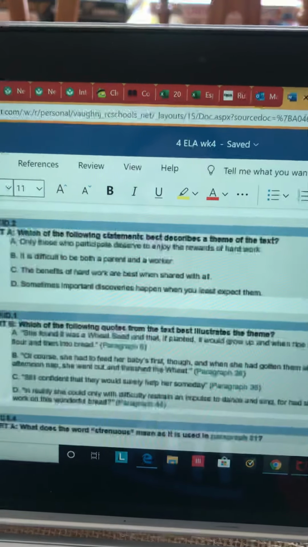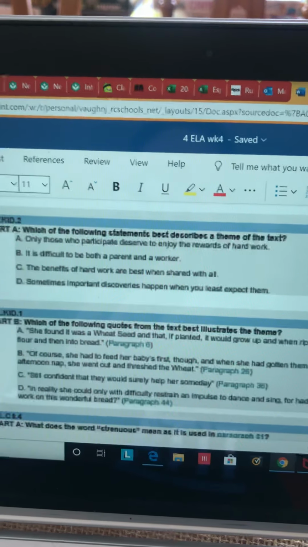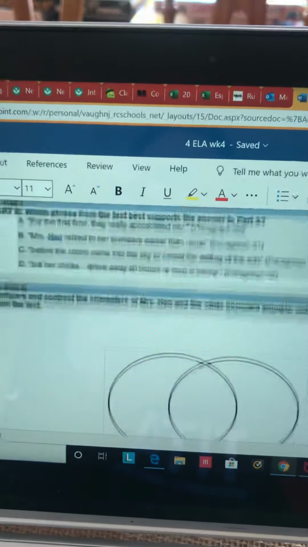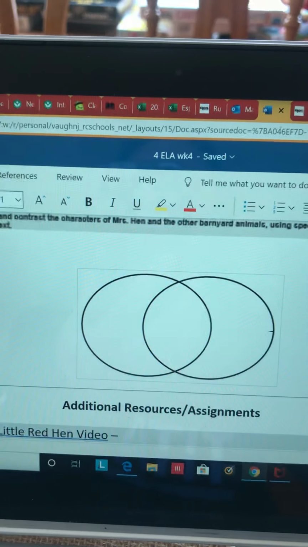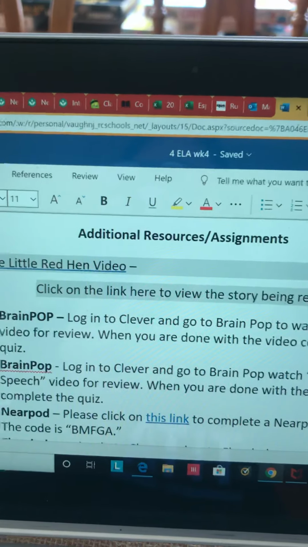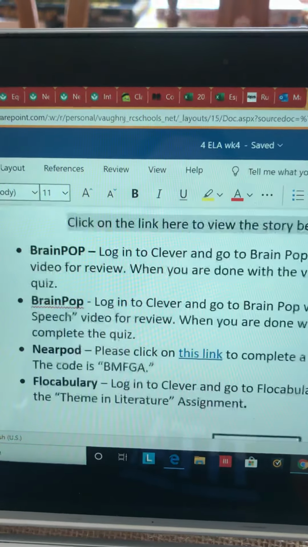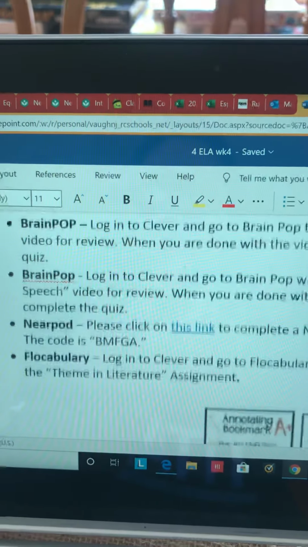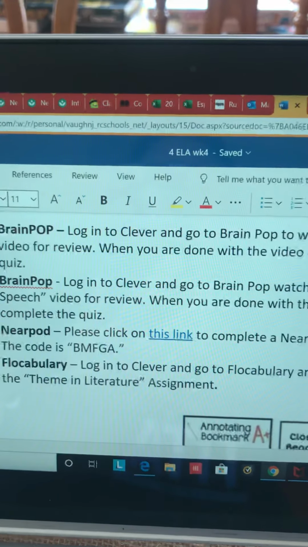Here's the comprehension questions that go along with the story, and you have choices to choose there. There's a Venn diagram to help you with that last question. We have additional resources and assignments listed here, and they will also be listed on our web pages if you want to go look at there.